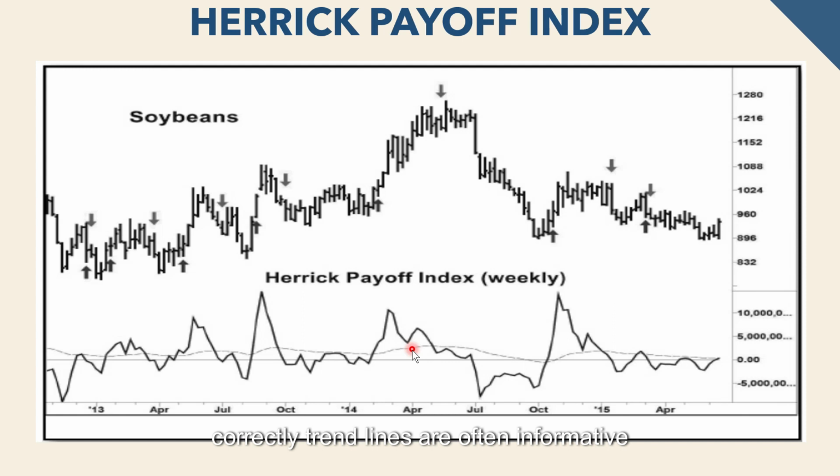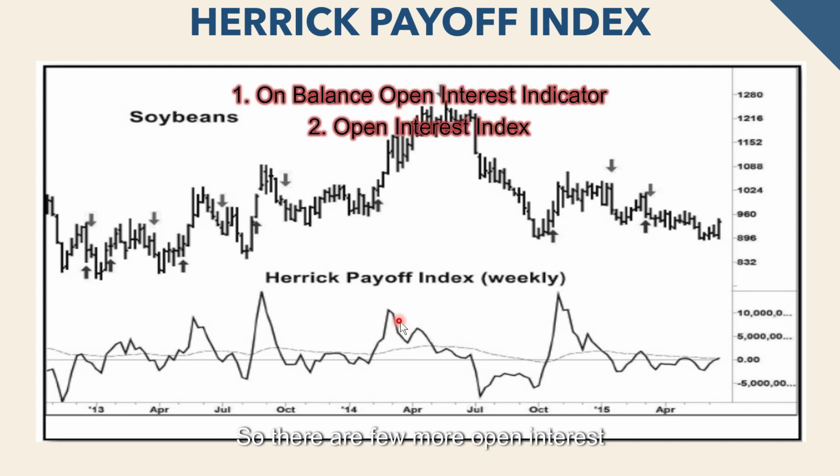Trend lines are often informative for warnings of change in price direction, as are the penetration of support and resistance levels. With that, we understood that with the Herrick payoff index, we can use divergences, trend lines, support and resistance as well. There are a few more open interest indicators like on balance open interest indicator. This is similar to on balance volume, which we discussed in the previous video, part 1 video. Instead of volume, open interest is used and the calculation and interpretation are similar to on balance volume. Open interest index. This index is calculated similar to the price and volume indicator. However, instead of volume, open interest is used.